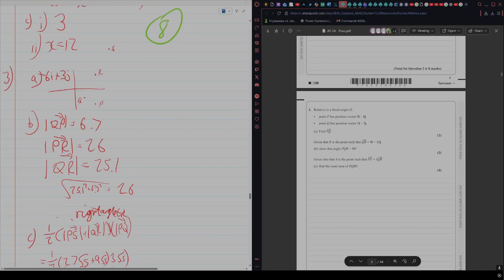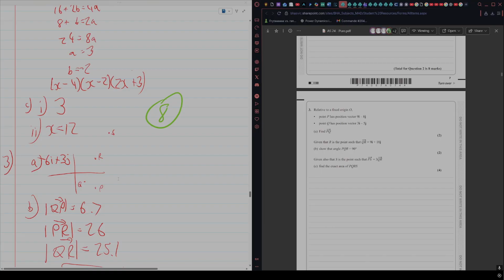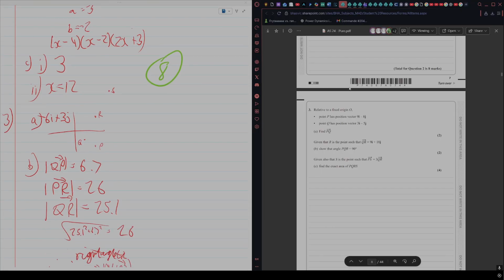Alright, next question. We have some more vectors, which is amazing. I love doing vectors. I do not like doing vectors. So again, oh wow, common thing between these vectors questions, find PQ. So you just do the same thing we did last time, where how do you go from 9 to 3, you minus 6. How do you go from -8 to -5? You add 3. You're showing that this value is 90 degrees.